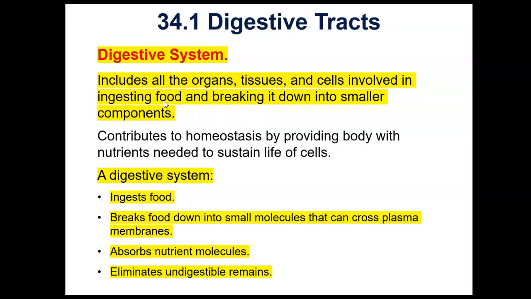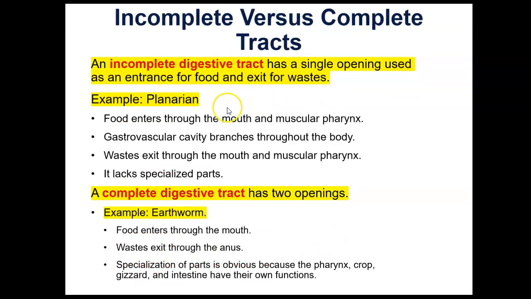It's everything from ingesting all the way to absorbing those nutrient molecules, and then, of course, getting rid of the waste that we're not going to be able to use. So here's a list of what the digestive system does. It ingests food, breaks the food down into small molecules mechanically and chemically, absorbs those molecules, and eliminates the undigestible remains.